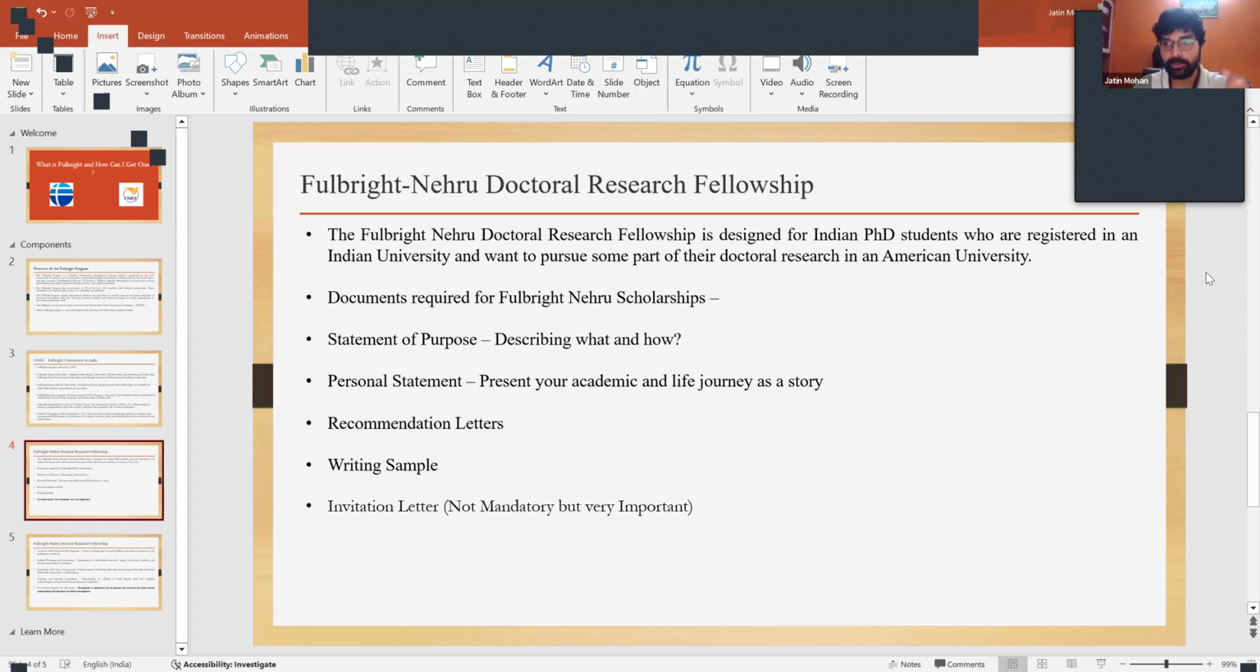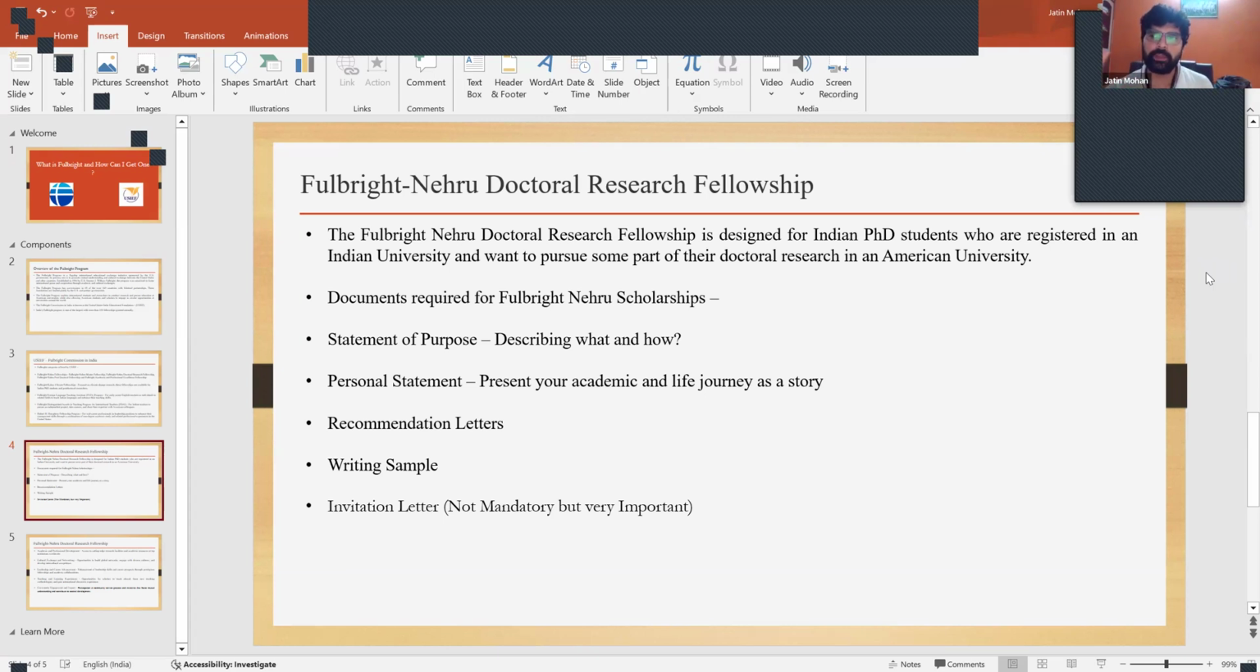However, if I would be doing a comparative study between Atal Bihari Vajpayee and, let's say, an American politician, or American president, George Bush, I'm doing a comparative study between both of these people, then I can say, you know what, I don't have enough resources here in India to study George Bush. For that, I need to go to the US. So that's what the Fulbright Nehru Doctoral Research Fellowship is about.